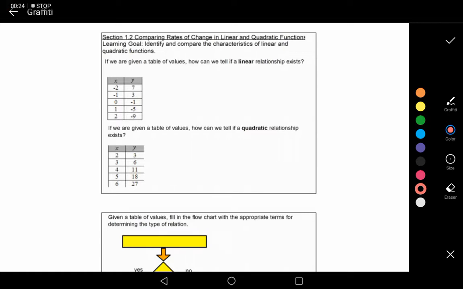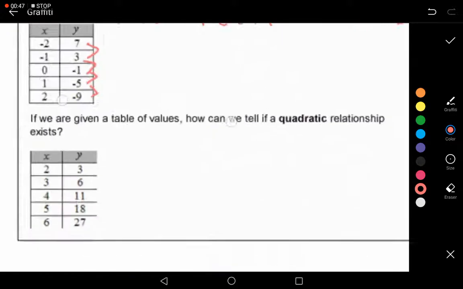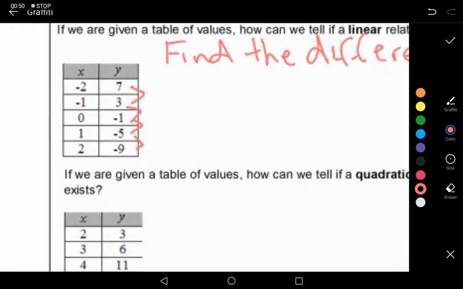Well, all we need to do is find the first differences, or find the differences. This is really, really simple. You're just going to draw yourself these little arrows so that you know what you're doing here. We're just taking the y values and subtracting them to find the first differences.